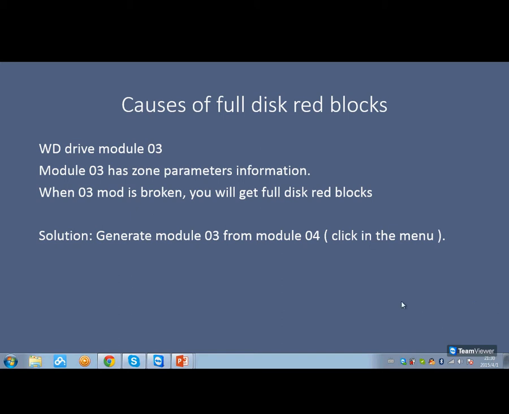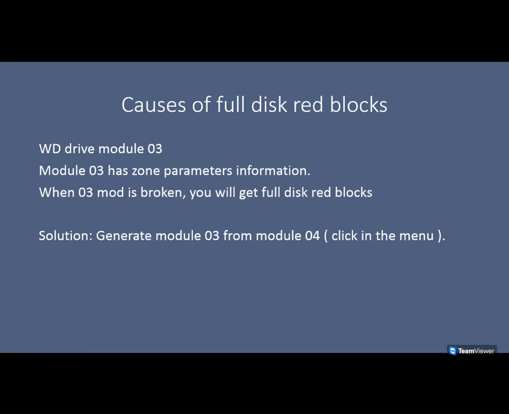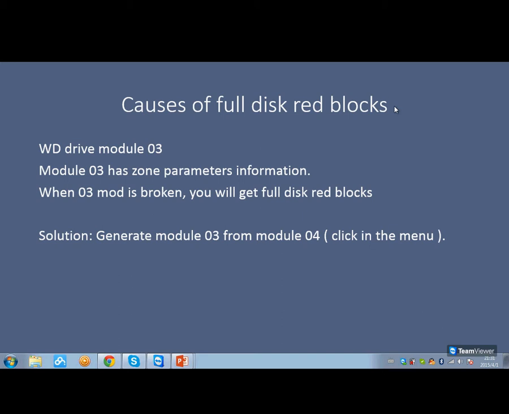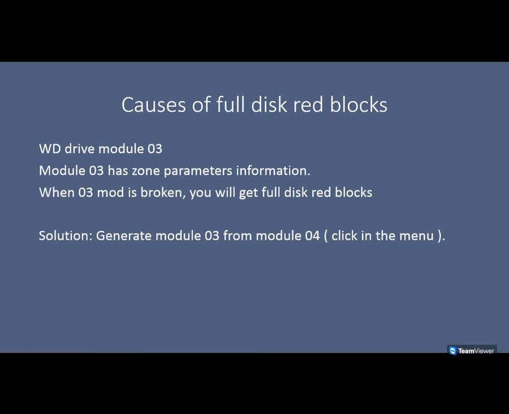So for the W drive, if the module 3 has a problem, you will get full disk read blocks. So the solution is easy. You can just generate module 03. Actually, the number three module is from number 4. But in the DFO program, we can just have a one-click function. So you can just one-click in the menu, and you'll get this regenerated number 3 module. Okay. So this is not hard. If you regenerate number 3, the problem can be fixed.